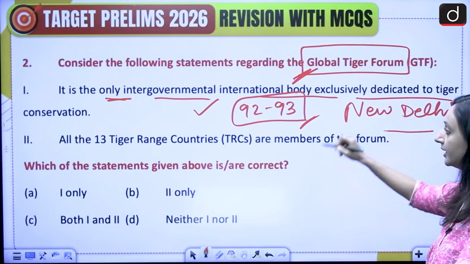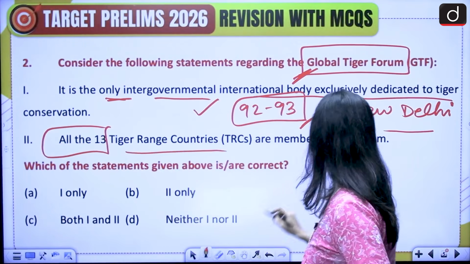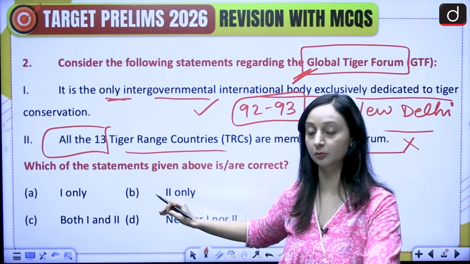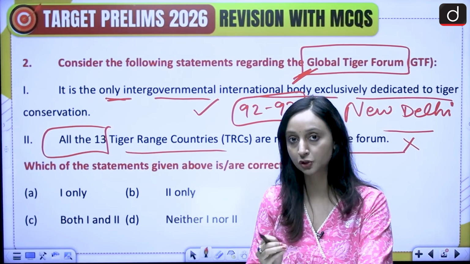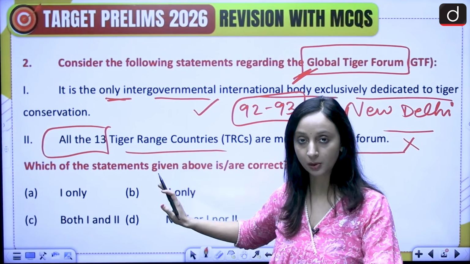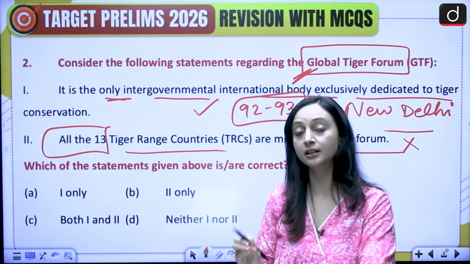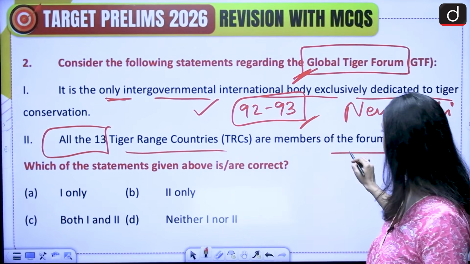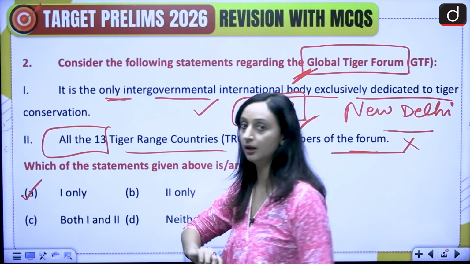Okay, and the second statement says that all the 13 tiger range countries are members of the forum. No. So this statement is not correct and it is also an extreme statement. Whenever you look at an extreme statement, you should get alert. And if you know it for sure, in that case, attempt the question. So all the 13 tiger range countries are not a part of it. Some tiger range countries are a part of it, some are not, and some non-tiger range countries are also a part of this forum. So this statement is incorrect and the first statement is correct. So the correct answer would be option A, 1 only.